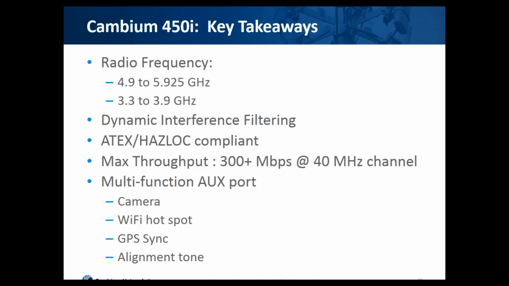We have the auxiliary port that the PTP 450i comes with, which has a lot of applications and advantages. It can be used for video surveillance as a camera. It can be used as backhaul for a Wi-Fi hotspot like an access point. You can also use it for GPS sync. Also, you can use it for alignment tone, especially while installation is going on for the 450i.